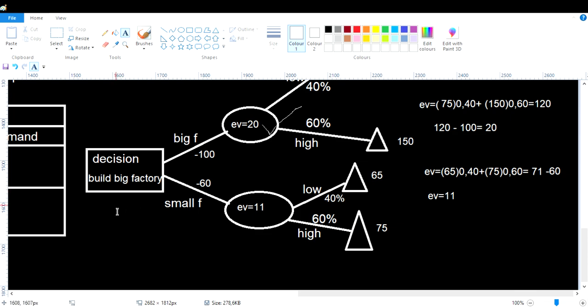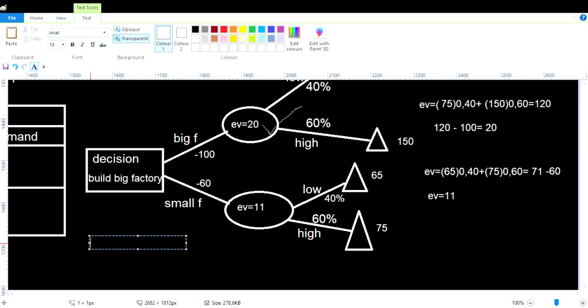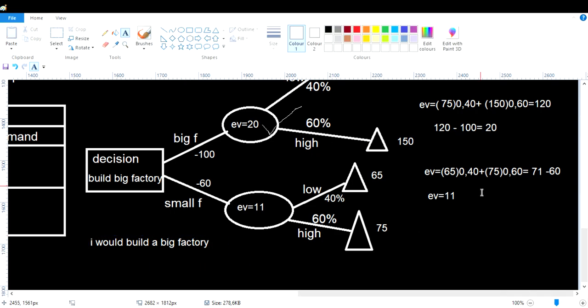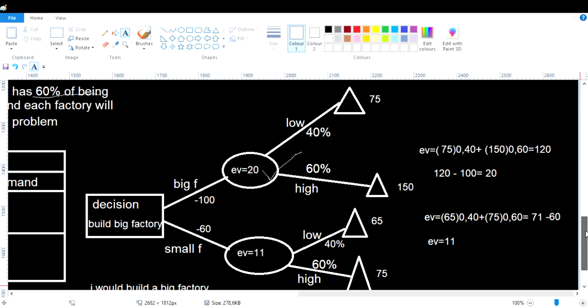Or we can just write here, let me conclude: I would build a big factory. So this one is the final answer. I hope I didn't make any mistake.